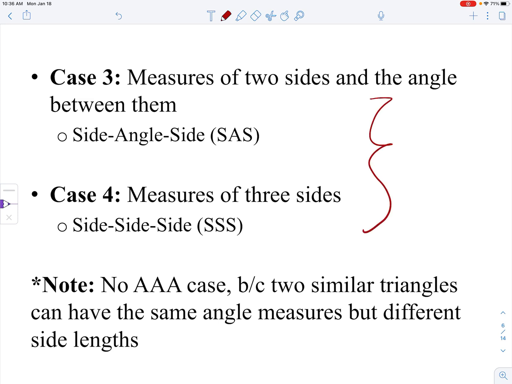Okay, case 3 and case 4, we're actually going to be looking at in section 4.5, where we're using the law of cosines to solve these cases.